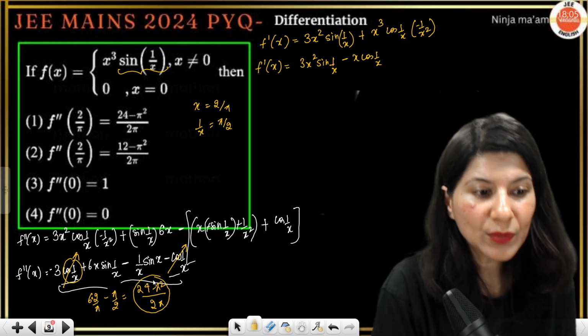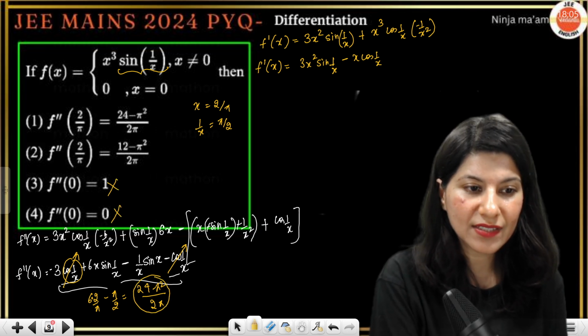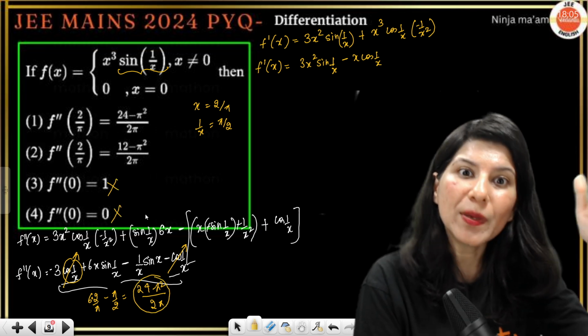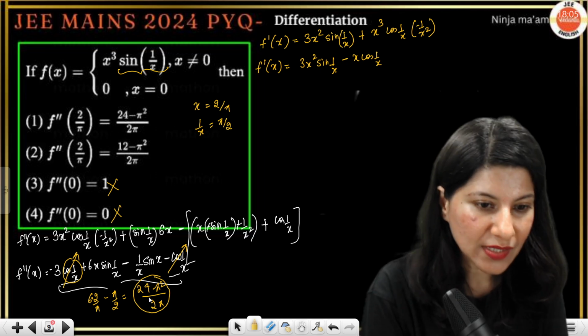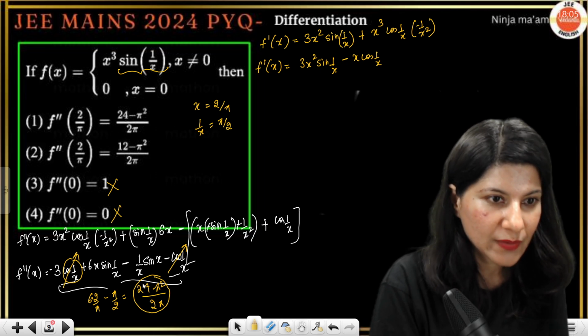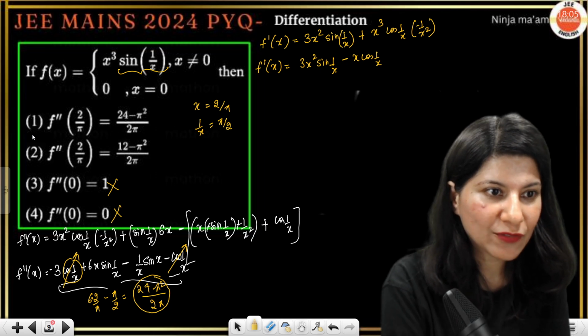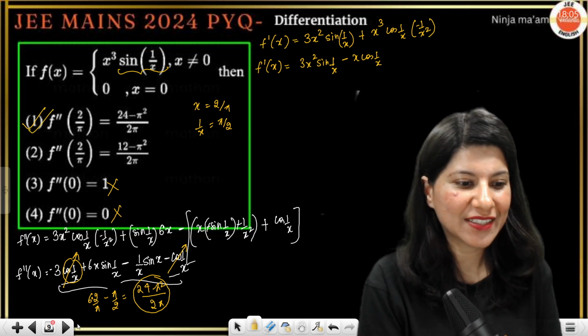So yes, I don't think so. We have to do this and this, right? Because 0 beta is not even differentiable. So f double dash 2 by pi is coming out as 24. Option A is clearly correct.